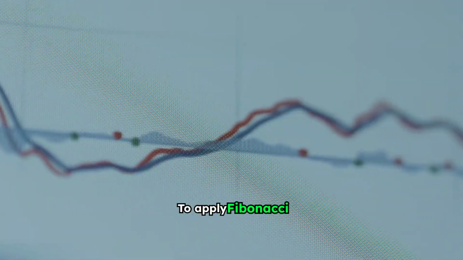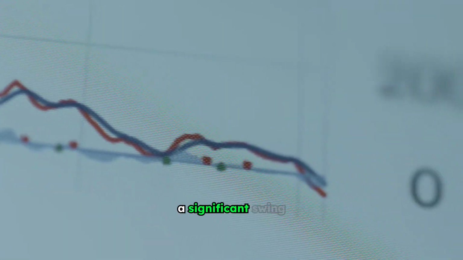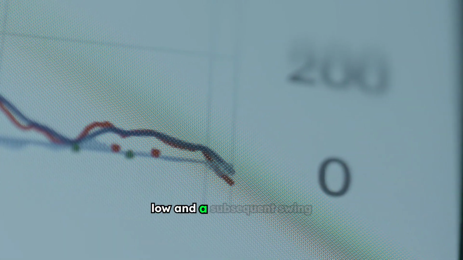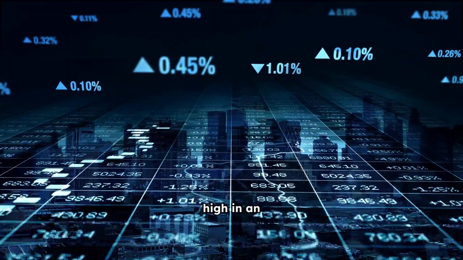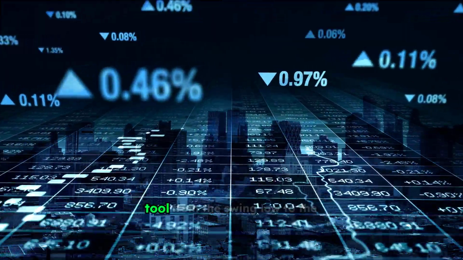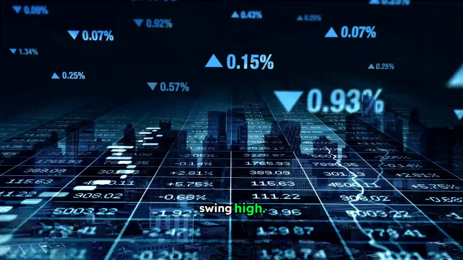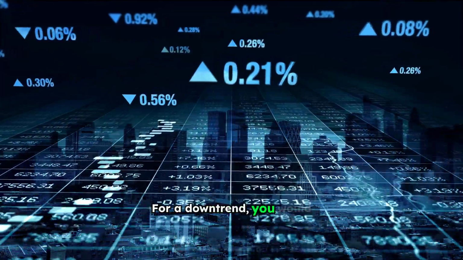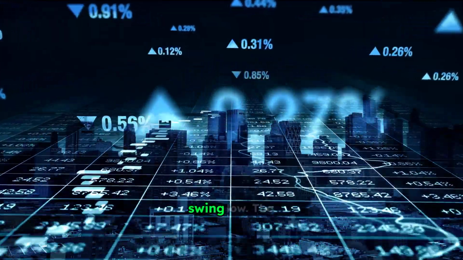To apply Fibonacci retracement, identify a significant swing low and a subsequent swing high in an uptrend. Draw the Fibonacci tool from the swing low to the swing high. For a downtrend, you would draw it from the swing high to the swing low.